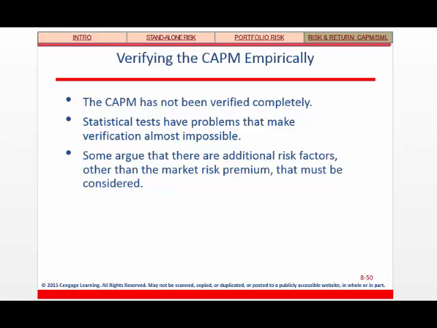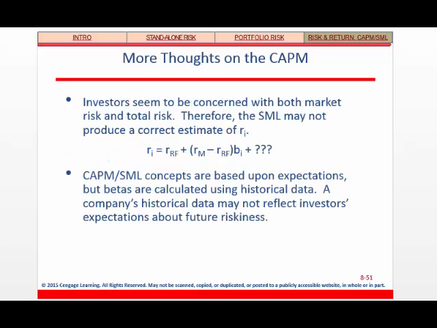But one thing that's important to point out is that the CAPM has not been verified completely. There's still a few statistical issues that need to be worked out, and there's other folks that have some research out there that says there's some additional risk factors that should be considered besides just the market risk premium. But for the most part, it's a really good concept that gets us the majority of the way there. One of the big issues is that investors still, for some reason, seem to be concerned with both market risk and total risk. Therefore, maybe the security market line's not the best method for estimating expected return.